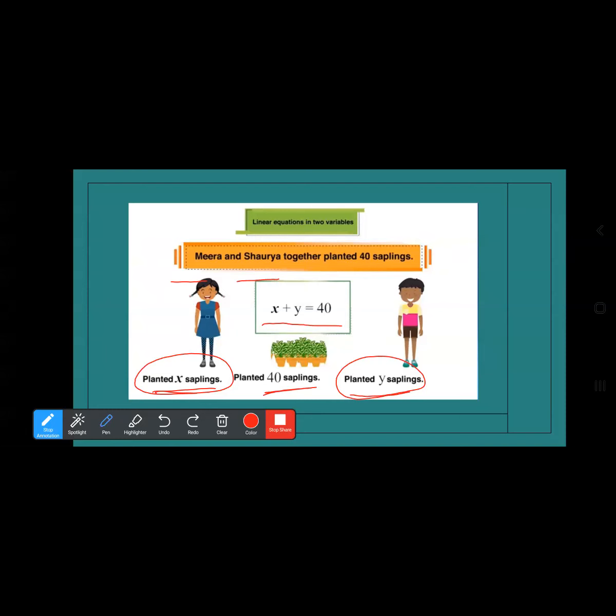Okay. Now here you can see that x plus y equals 40. Here two variables are there, variable x and variable y. And the highest degree of these two variables is 1. Hence this particular equation can be called a linear equation in two variables. Why is it linear? Because the highest degree is 1, and here two variables are used. So it is a linear equation in two variables. Okay, I think that example is clear.